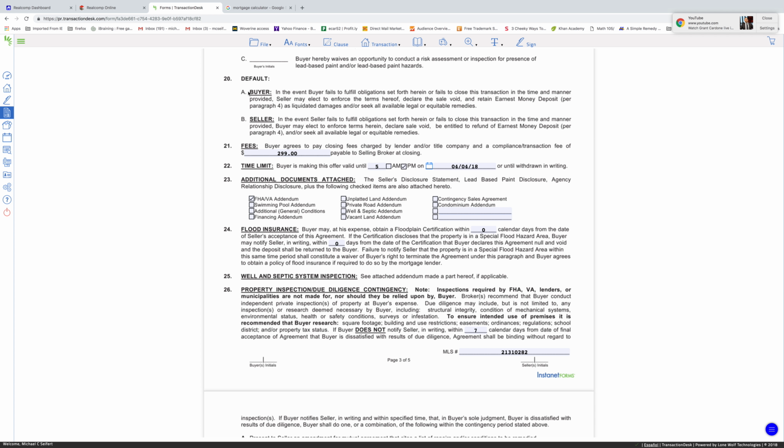Okay, number 20. Buyer in the event buyer fails to fulfill obligations set forth herein or fails to close this transaction in the time and manner provided, seller may elect to enforce the terms and declare the sale void and retain the earnest money deposit for liquidated damages. What does this mean? Okay, this is very important to understand. I'm going to go slow on this.